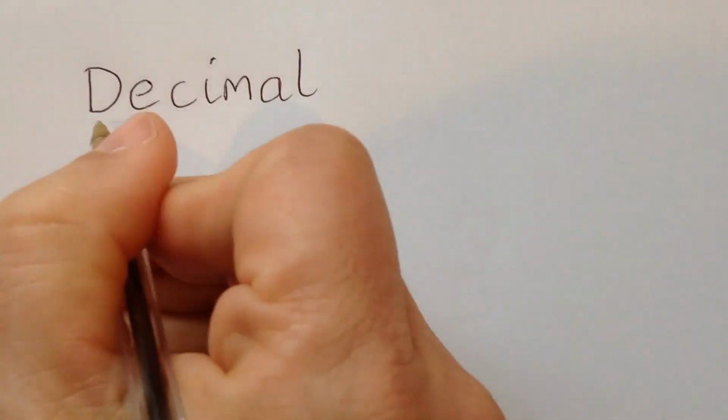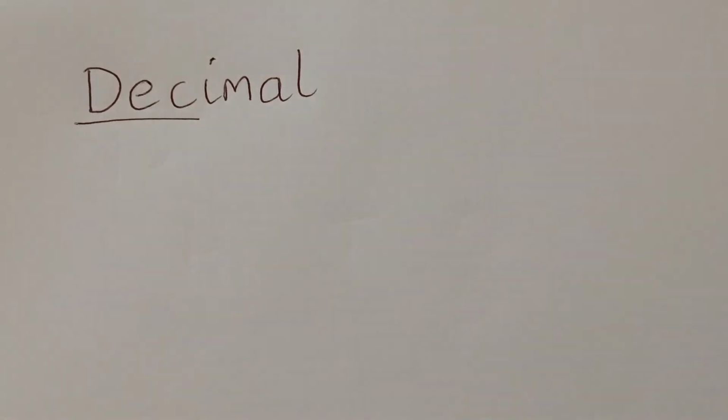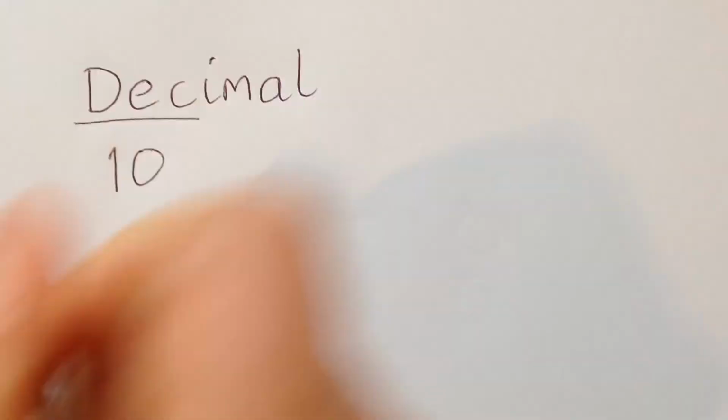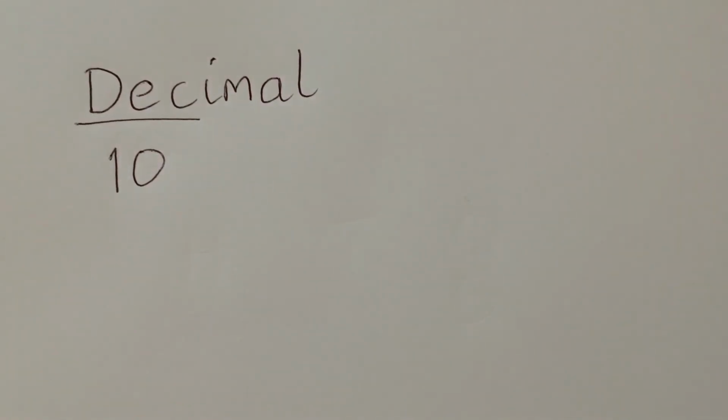Now we use something called the decimal number system. An important part of the word decimal is DEC, dec or des. It comes from the Latin or Greek word for 10. So it literally just means 10. Now this is a very important number in the way our number system works.